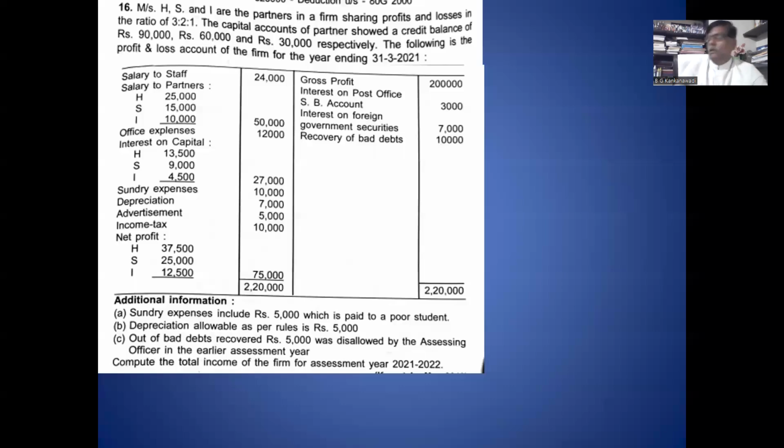Okay. And you see this problem number 16. From problem number 16 to the end, I'll solve the problems during this online class, and also solve the case studies based on partnership. Thereafter, I'll take some examples based on ATG calculation and set off and carry forward losses. So today you see the example exercise number 16.